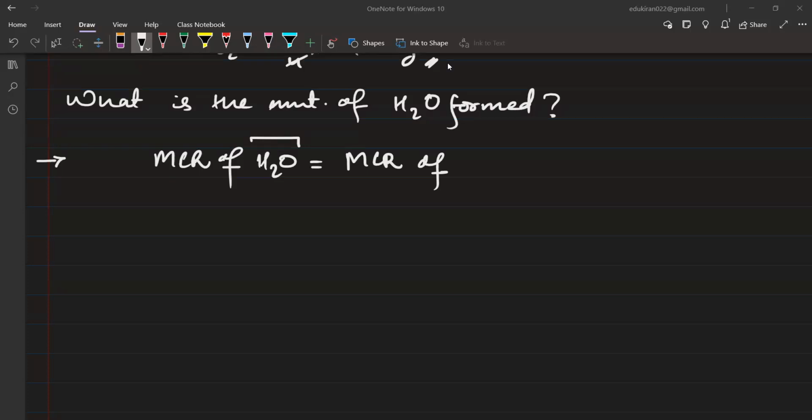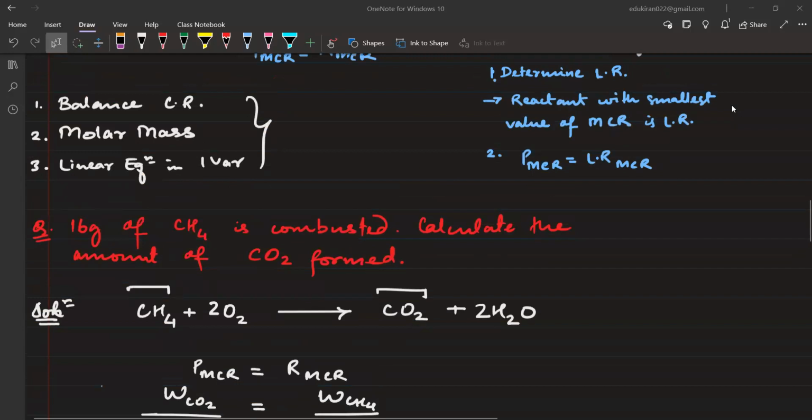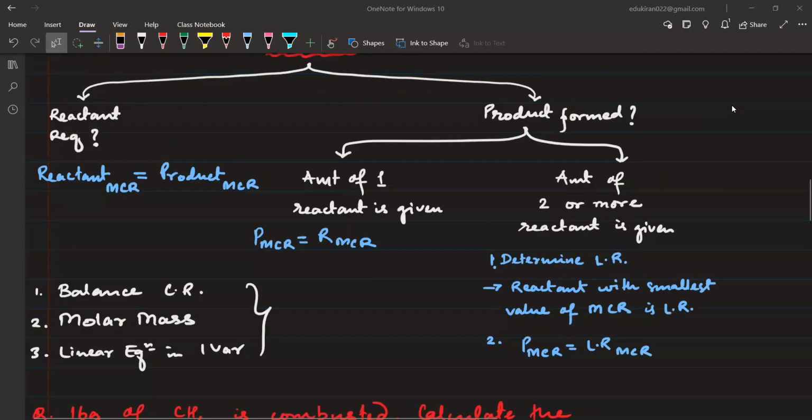So, oh, wait a second. So what have you written? See, numericals: reactant required, product form, then a question mark. Okay, after product form there is a question mark, na? Or did I write the question mark? Okay, there's a question mark, so they are asking about the product form.